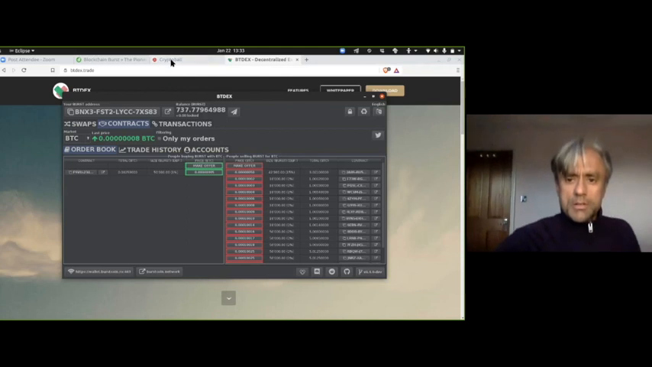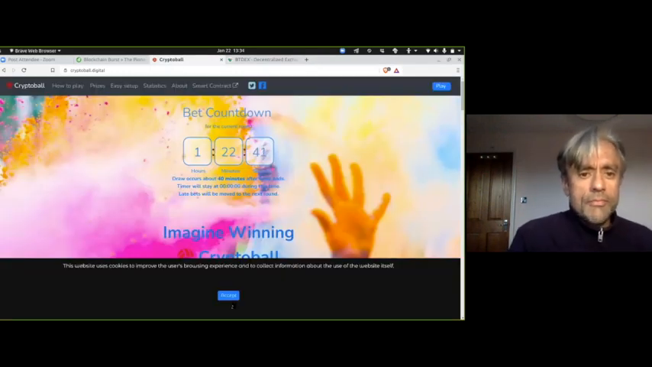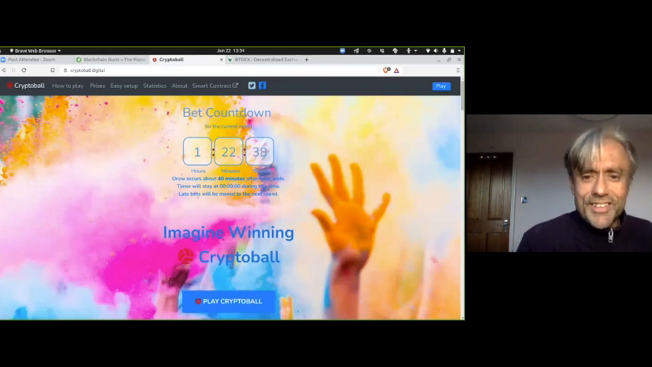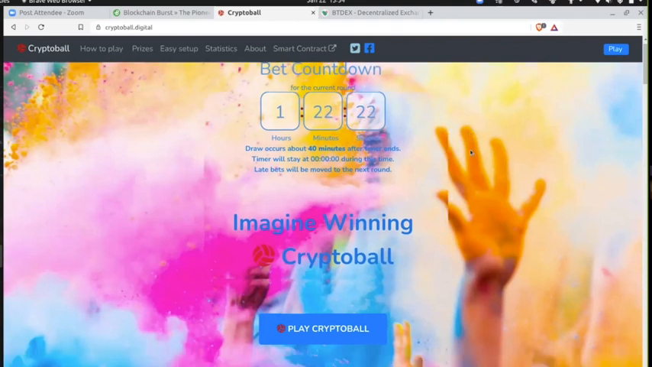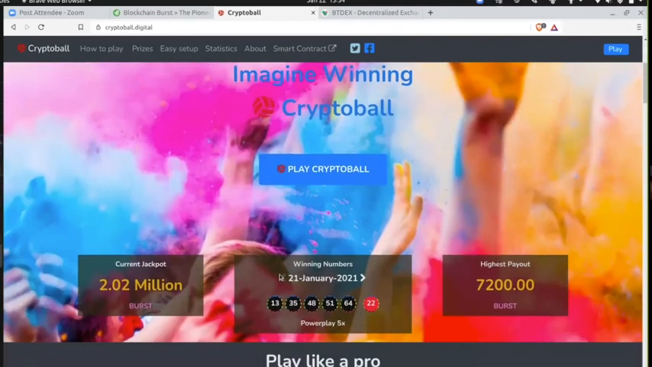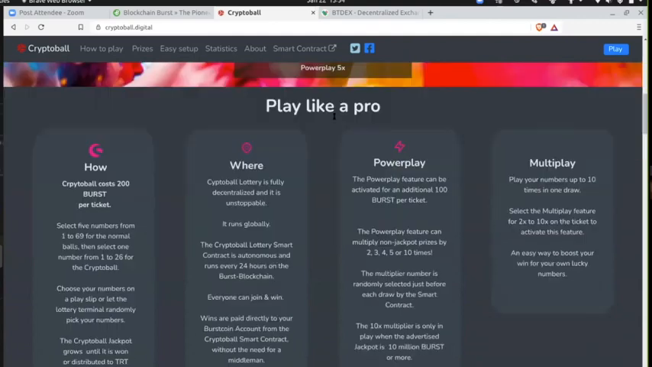And this is the website. It's inspired by the famous American Powerball lottery. So you have a smart contract running. It's unstoppable. It will run forever. There's nothing anyone can do about it. It just runs. The next round will take place in less than 2 hours here. And you have the numbers. The current jackpot is 2 million Burst. We still have very few bets, just 2 weeks running, and you have the details on this website.